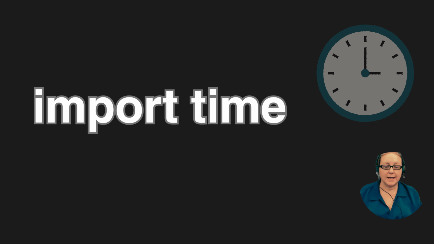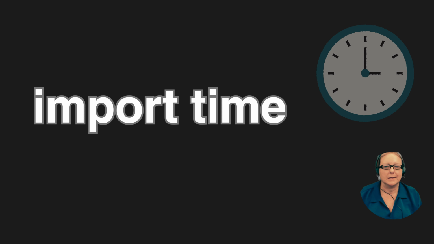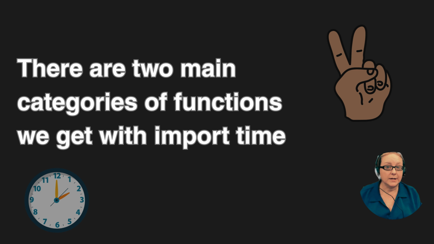Now we're adding import time to our code. The time module is Python's built-in toolkit for controlling and measuring time in your programs. Think of it as your program's stopwatch and timer rolled into one. There are two main categories of functions that we get with import time.